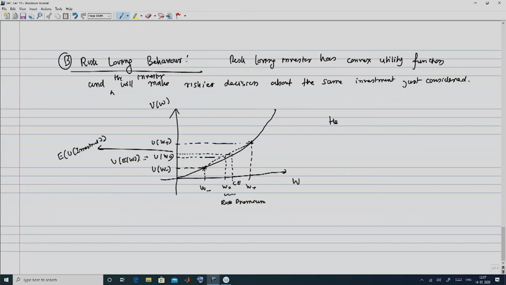So, here you observe that the expected utility from the investment, that is here E of u of W, is the expected utility from the investment.